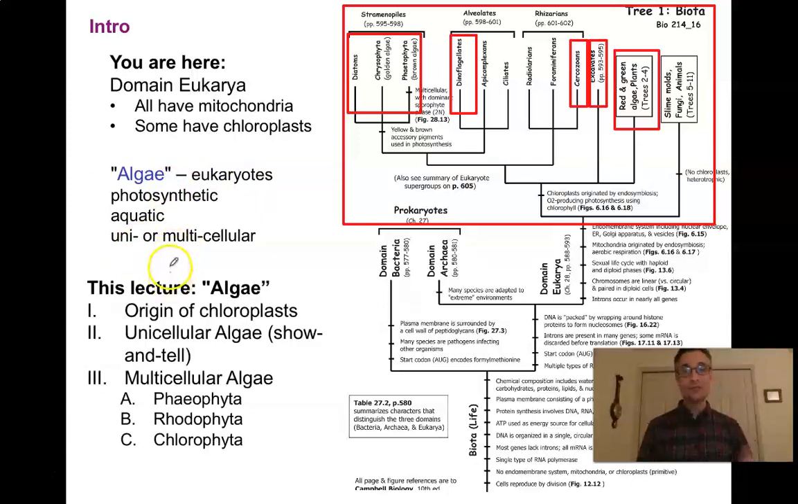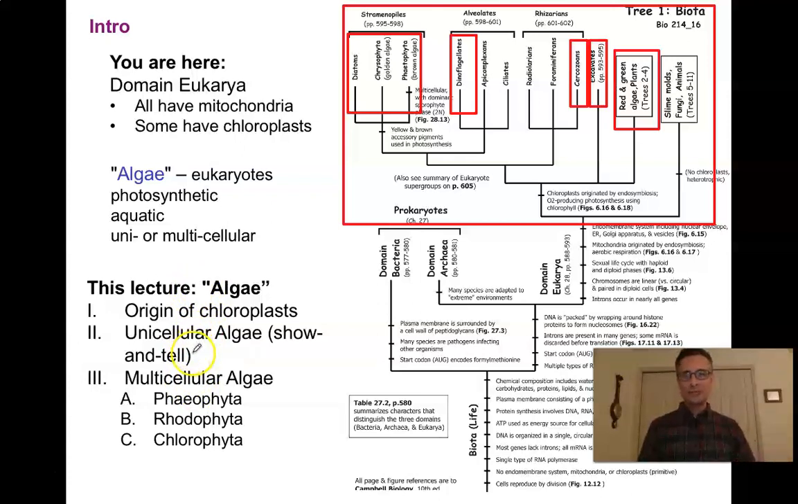So in this lecture, we're going to talk about the algae. And to get to algae, we have to first figure out how we get chloroplasts. So we're going to talk a little bit about the evolution of chloroplasts. Dr. Stevens mentioned that in his previous lecture. Once we figure out how we get chloroplasts, then I'll very briefly mention unicellular algae, and because this is a course on multicellular organisms, I'm not going to spend a lot of time there, so this is just going to be a show and tell.